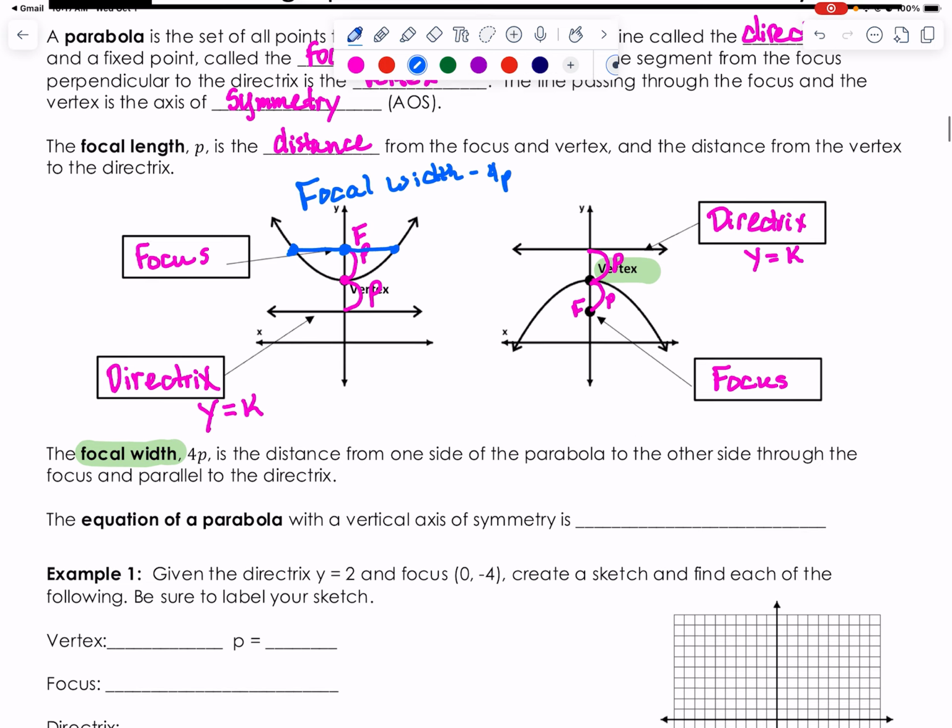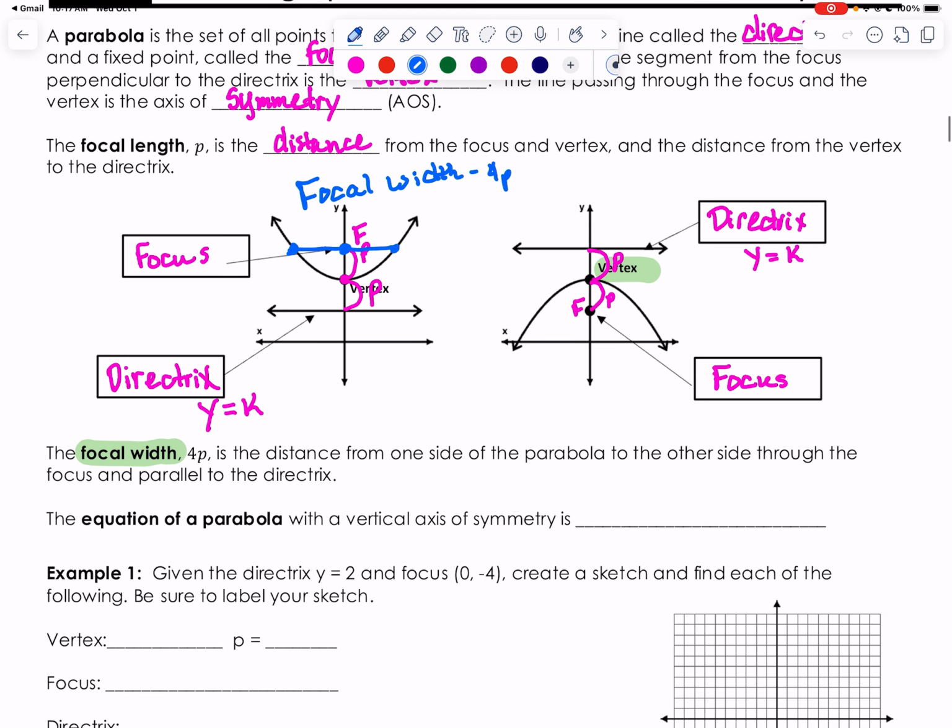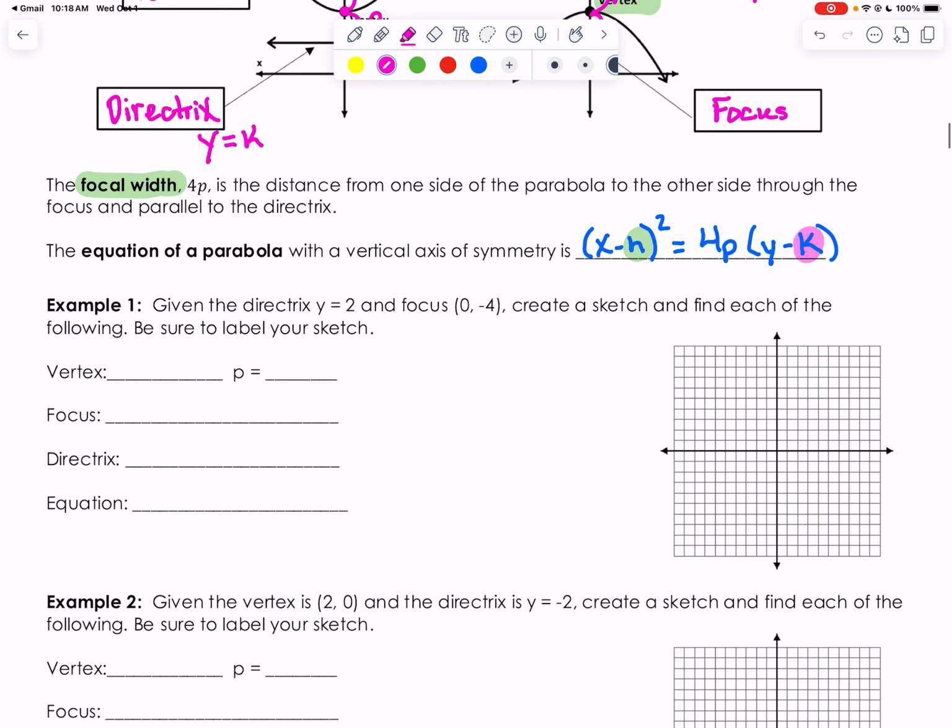Okay. Now, the equation of a parabola with a vertical axis of symmetry is the equation x minus h quantity squared is equal to 4 times p times y minus k. Now, what I want you to notice is that the h value will always go with x, and the k value will always go with the y. Let me say that again. The h value will always go with the x. The k value will always go with the y. All right. Now, let's look at a couple of examples.